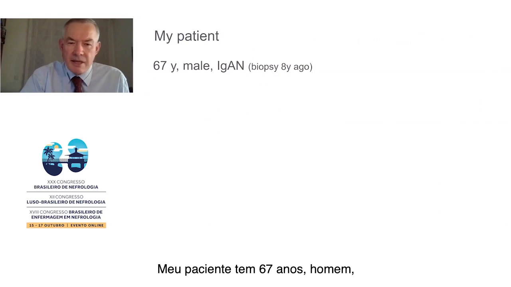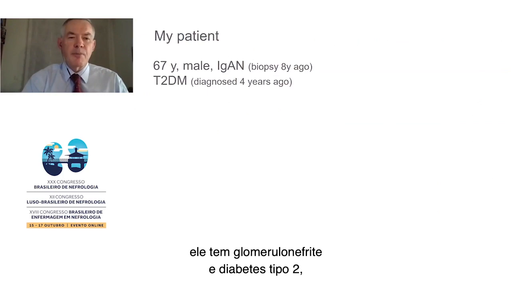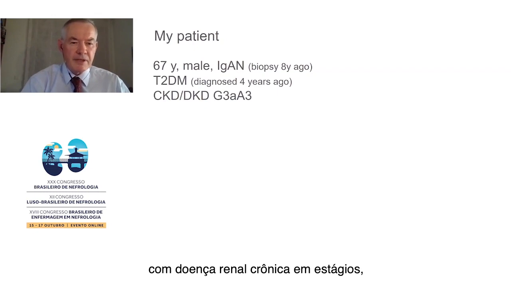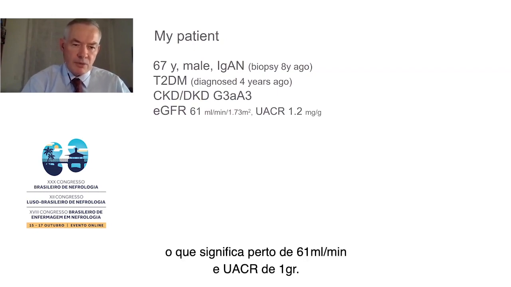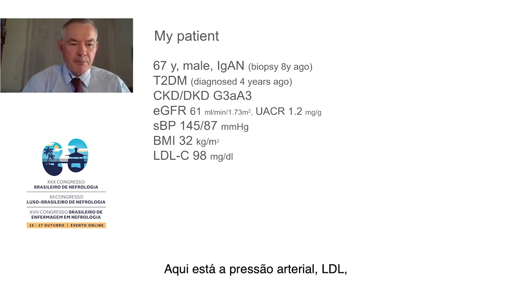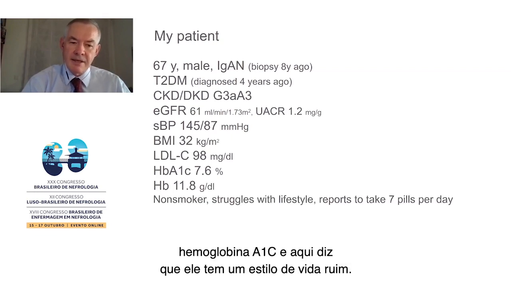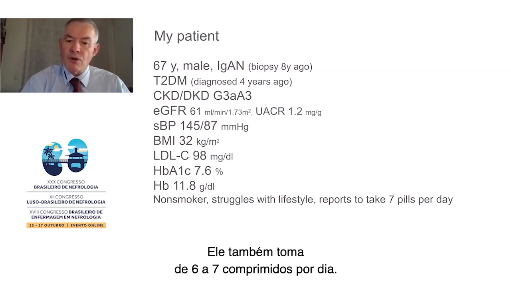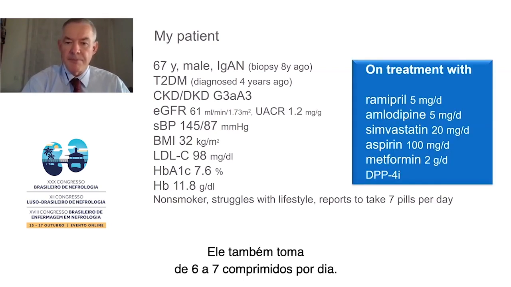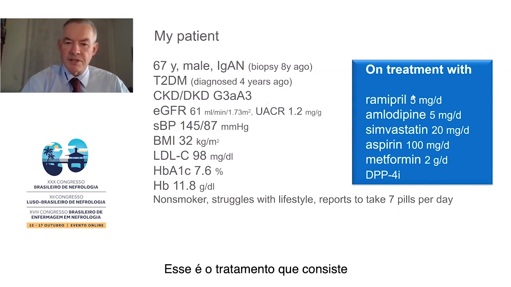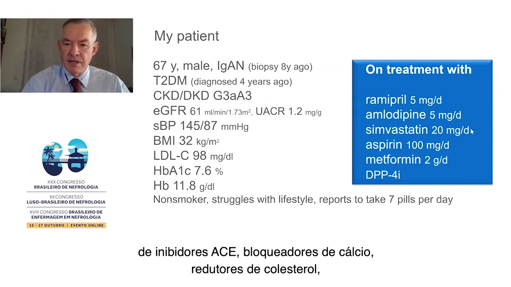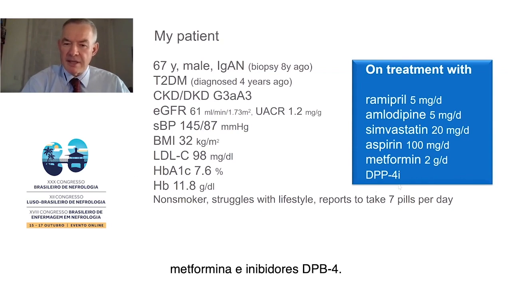So I have a patient, and I could go shortly through my patient. He's a 67-year-old male. He has glomerulonephritis and type 2 diabetes diagnosed 4 years ago, with chronic kidney disease in these stages, which means close to 61 ml per minute and a UACR of 1 gram. Here are the blood pressure, the BMI, the LDL cholesterol, the hemoglobin A1C, and he says that he struggles with lifestyle. He also takes 6-7 pills per day. This is the treatment consisting of an ACE inhibitor, calcium channel blocker, cholesterol lowering, metformin, and DPP-4 inhibitor.